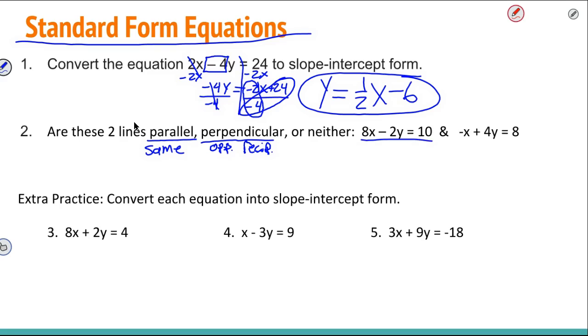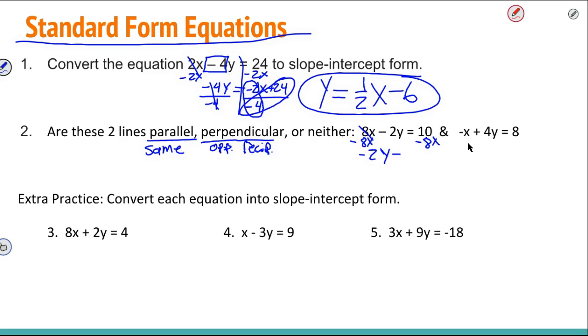This equation and the second equation. Neither of them are in slope-intercept form. I need to put them both into slope-intercept form. So that's what we're doing here. Getting the y by itself. Minus 8x to both sides. I'll start with this first equation here.